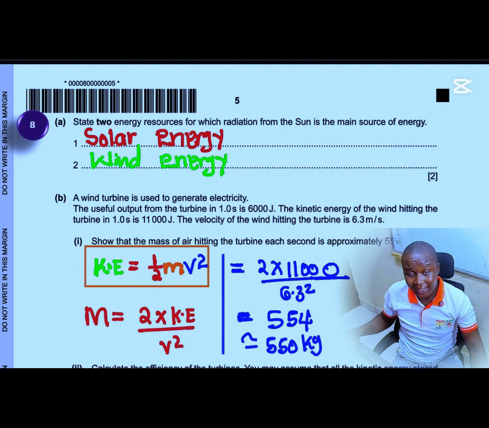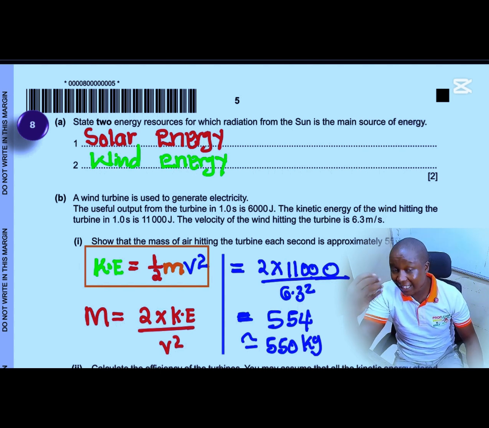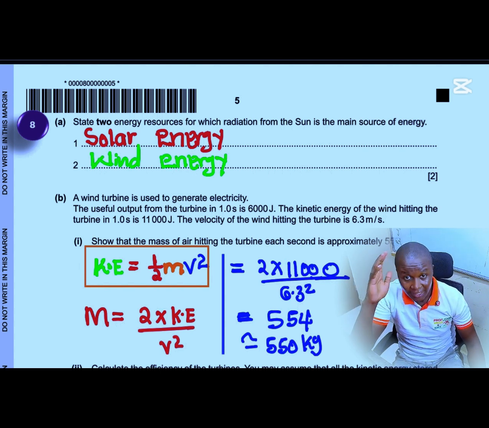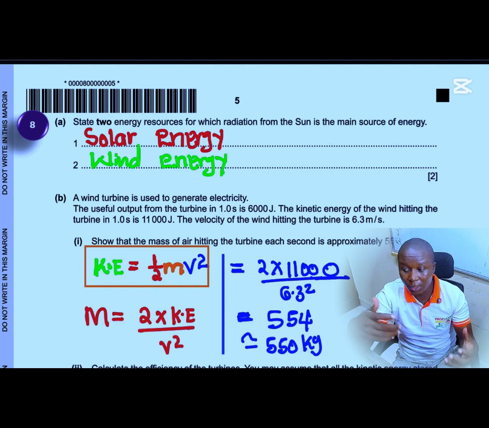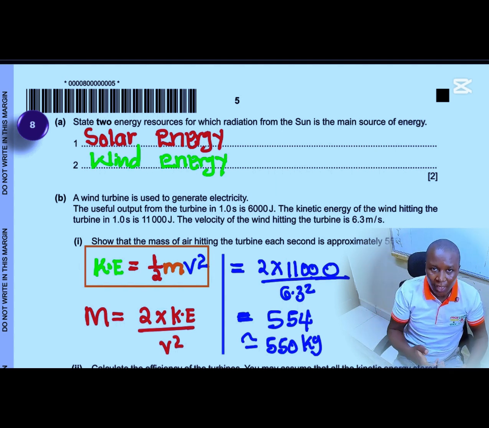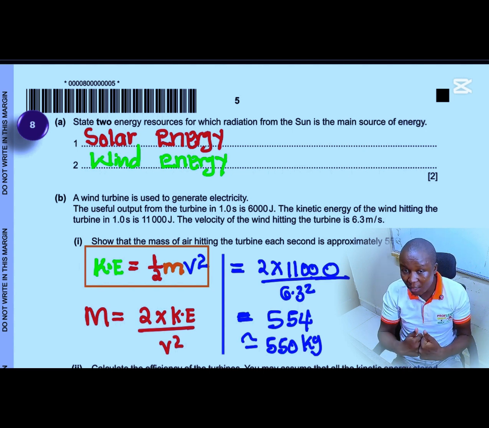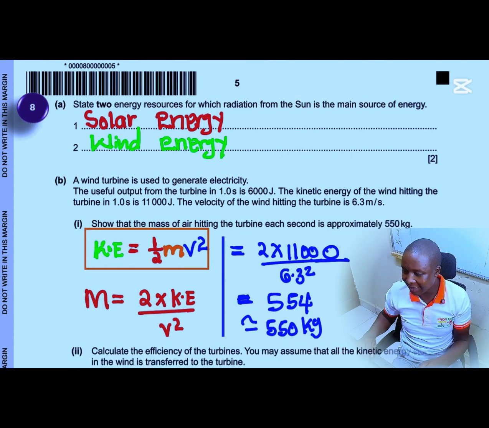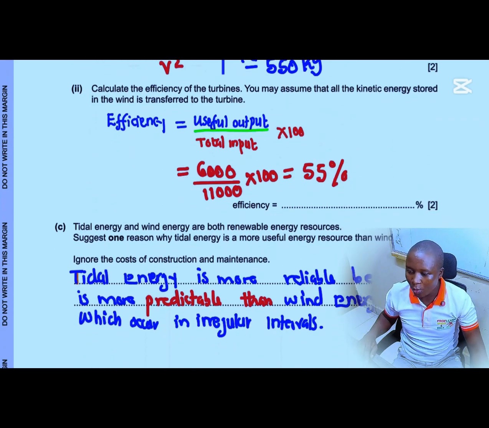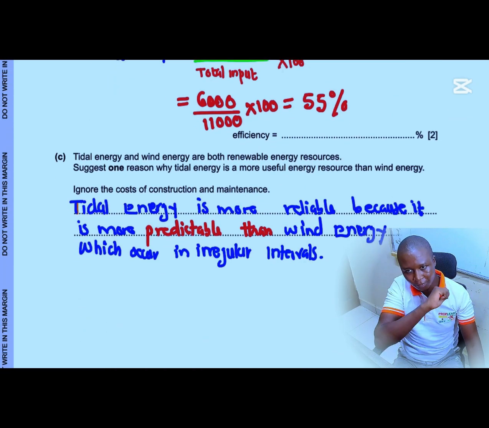We're supposed to calculate efficiency. So another concept that will be very, very key in this coming May, June exams is the concept of efficiency. Do you know how to calculate efficiency? Of course, efficiency is useful power output over the total power input times 100. That's exactly what you're going to do at that particular point.